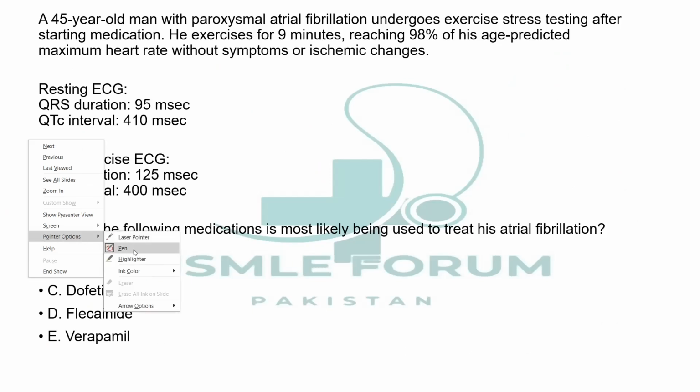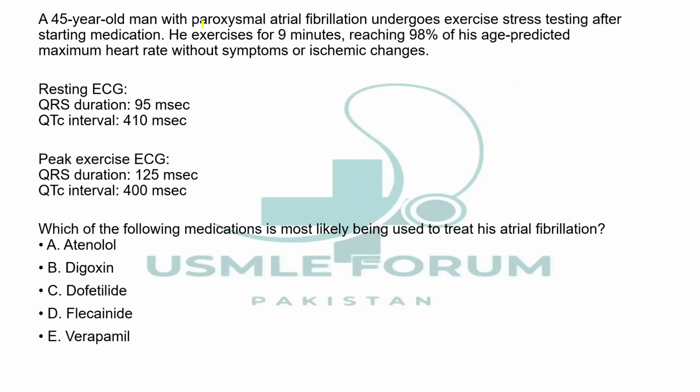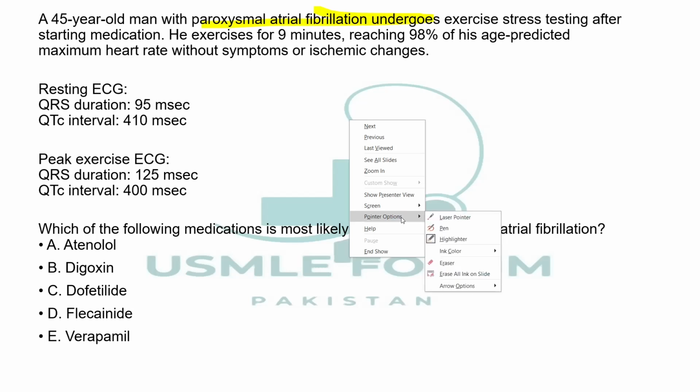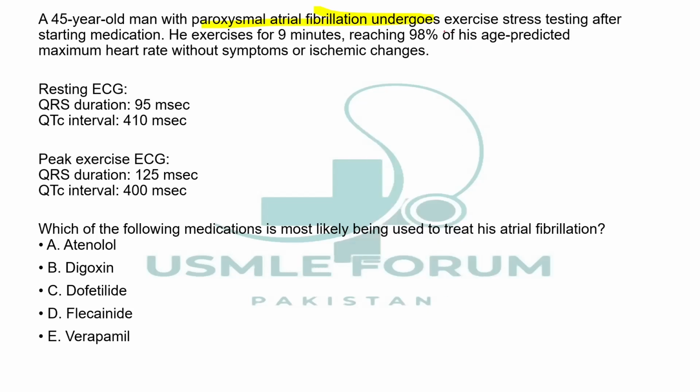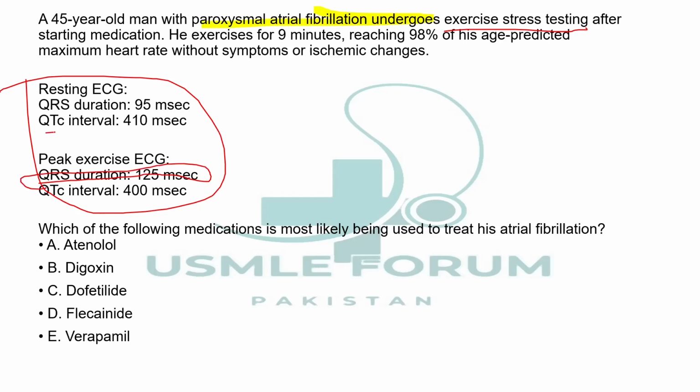All right. So a man has paroxysmal AFib, and these are the results of exercise stress testing. I've told you what exercise stress testing is in the previous video, so you have to view that. These are the results. If you look at the results, you would know that the QRS duration has increased, but the QT interval is the same, 410 and 400, so it's mostly the same.